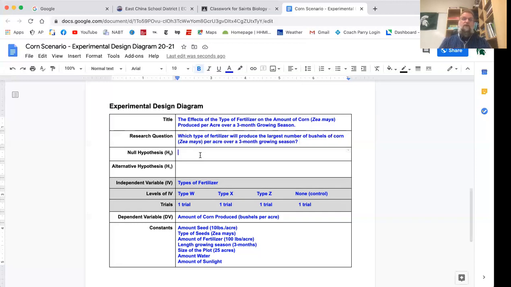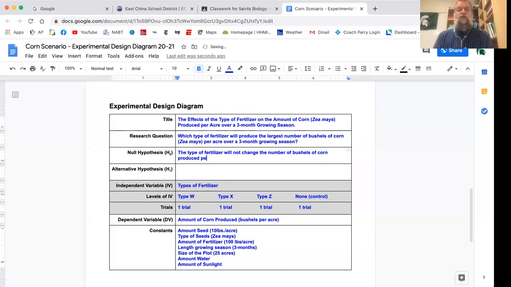So remember, we always start with the null hypothesis, which always predicts that what you're doing will make no difference at all. And your goal is to reject that hypothesis. So we might say something like, the type of fertilizer will not change the number of bushels of corn produced per acre.